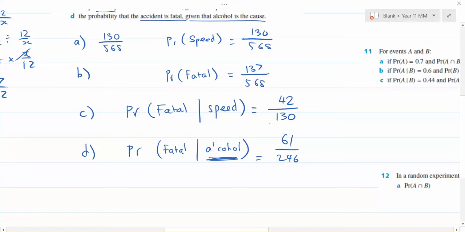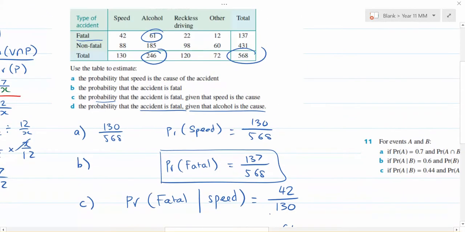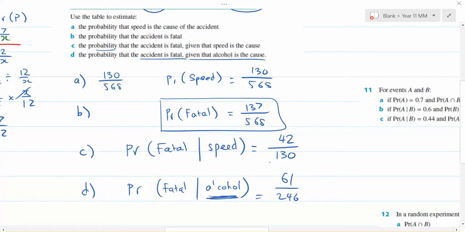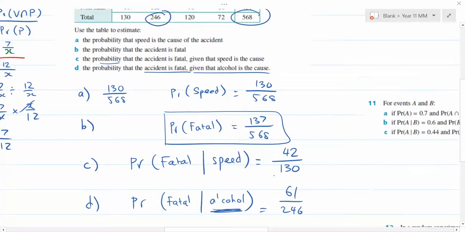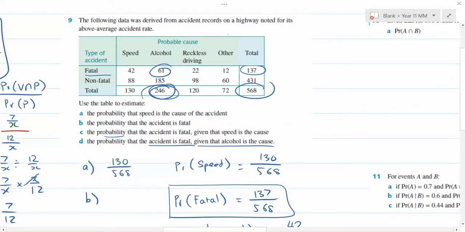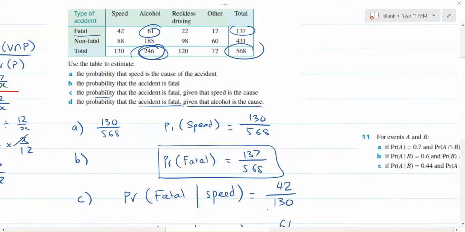Okay, so see how it's different when I ask, what's the chances of it being fatal? Well, you just look at fatal as 137 out of everyone. But when I tell you that it's given because of alcohol, well, then you got to look at the group of people that are in an accident because of alcohol, and then what's the chances of them being in a fatal? That's essentially what you're doing.